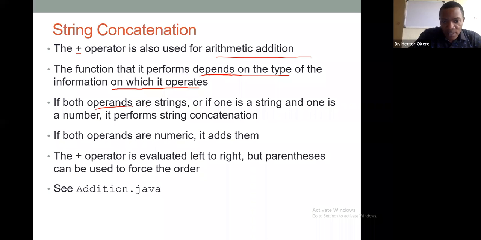If both operands are strings, or if one is a string and one is a number, it performs string concatenation. I already explained this to you, right? If both operands are numeric, are numbers, it adds them, it calculates them. I already explained this. And then if the operator is this, all this, you already know.